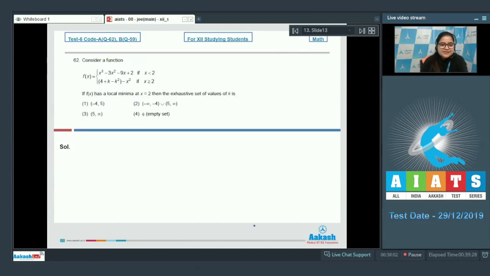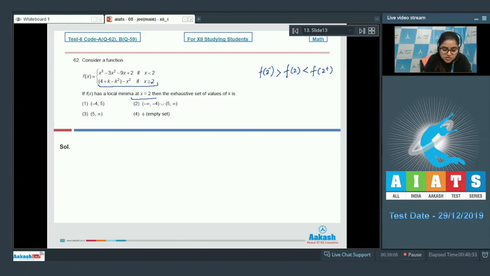Question number 62. Consider a function f of x equal to x cube minus 3x square minus 9x plus 2 if x is less than 2, and 4 plus k minus k square minus x square if x is greater than or equal to 2. If f of x has a local minima at x equal to 2, then the exhaustive set of values of k. So the question is saying your function has a local minima at x equal to 2. So f of 2 is less than f of 2 plus, and f of 2 minus is greater than f of 2.